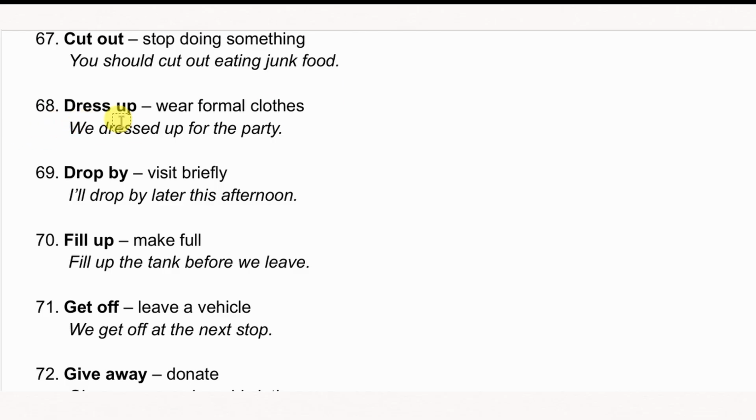68. Dress up. This is to wear formal clothes. We dressed up for the party. To dress up, or to dress, means to wear. So to dress up is to wear formal clothes.